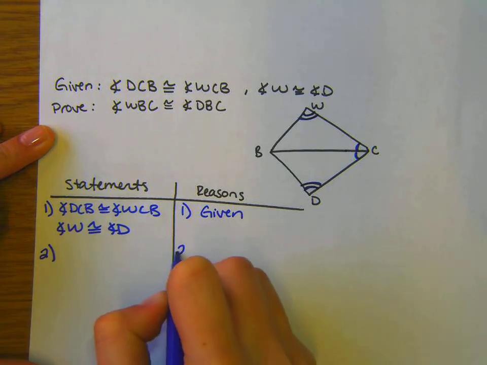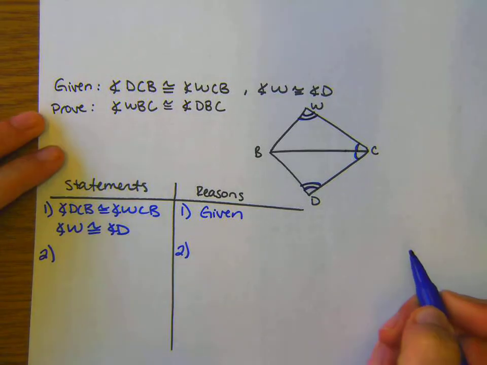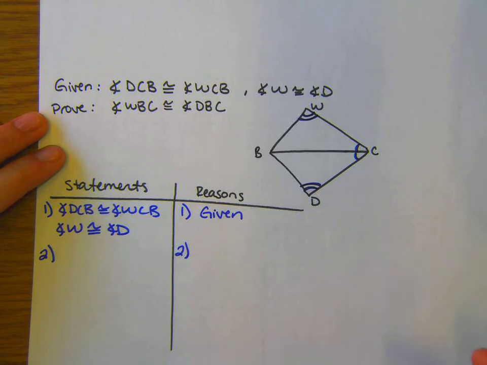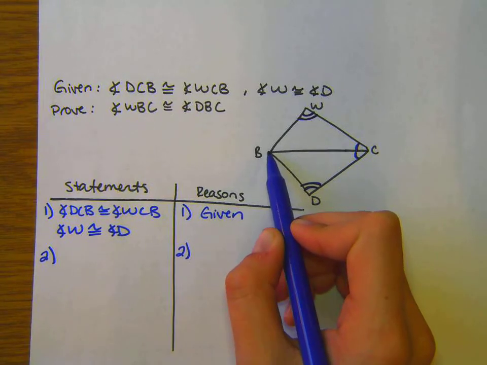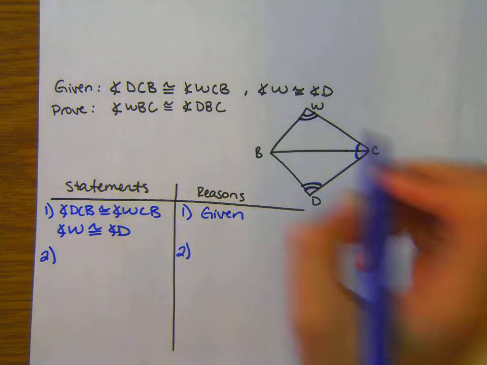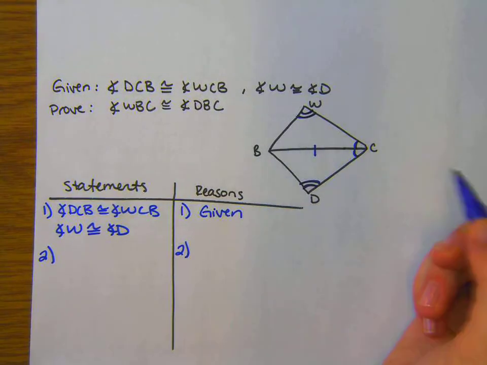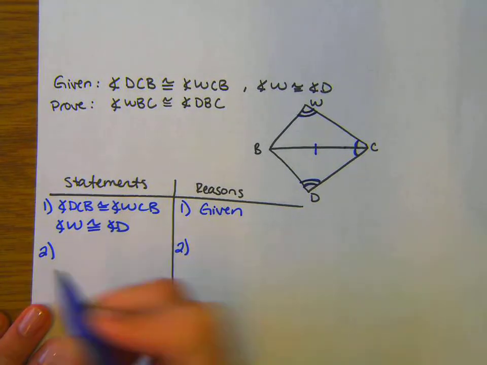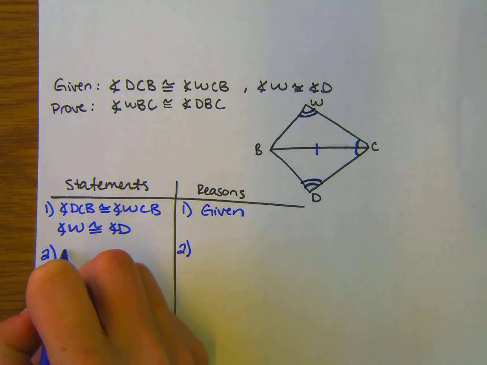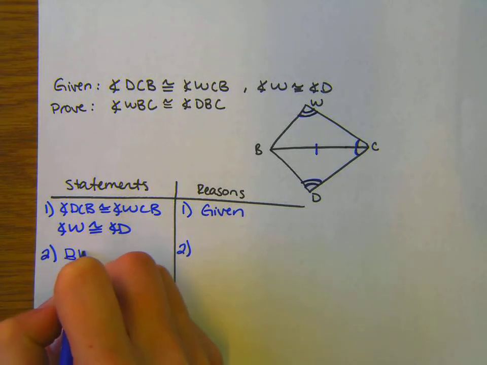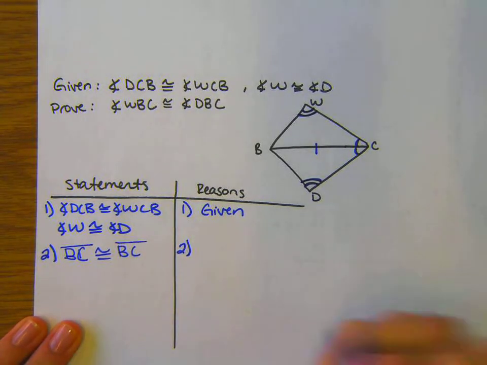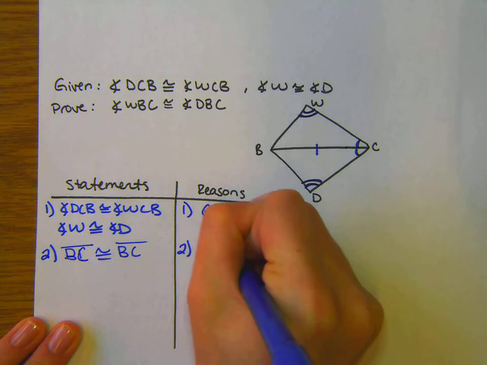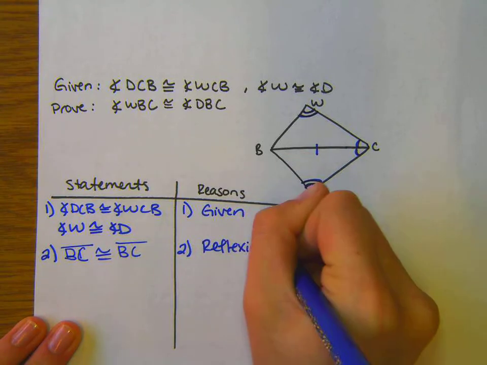So I'm moving towards proving that the triangles are congruent, so then I can prove that these individual parts are congruent. So I want to find something that I can use. Well, segment BC is a shared side between the triangles, and that means that they're congruent. And we know this is because of the reflexive property. So I would write down that segment BC is congruent to segment BC. It's congruent to itself. We know this as the reflexive property of congruence.